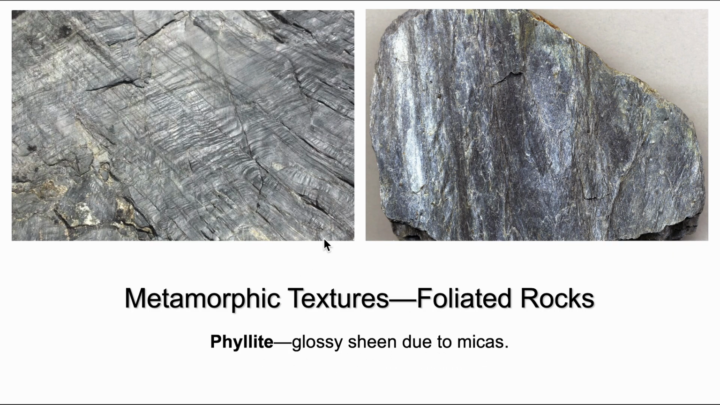Again, the glossy sheen is due to micas, so the difference between a phyllite and a slate is going to be whether the rock is shiny. Otherwise, they split in a very similar way via rock cleavage. Rock cleavage is different from mineral cleavage. It's the way a rock splits rather than the way a mineral splits.